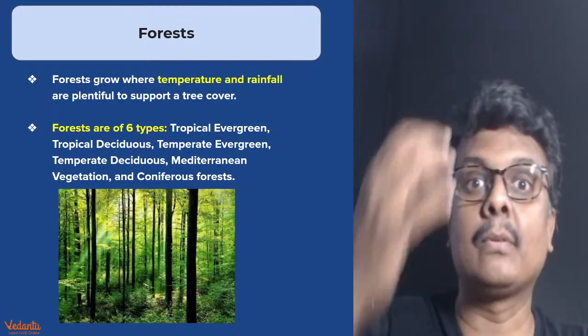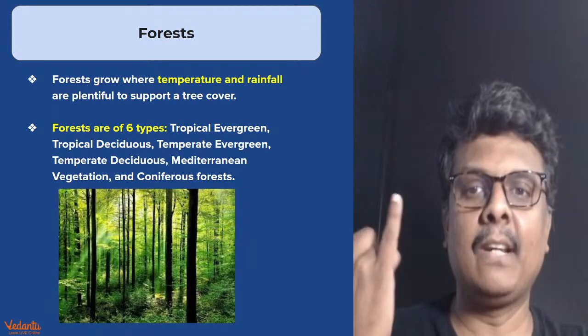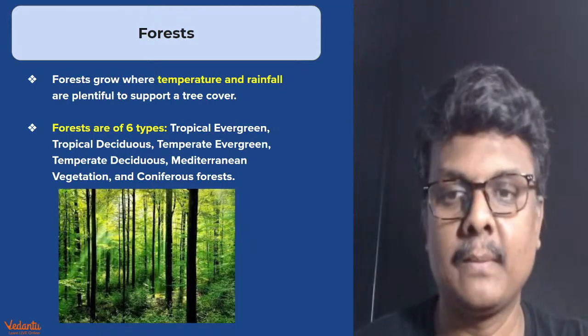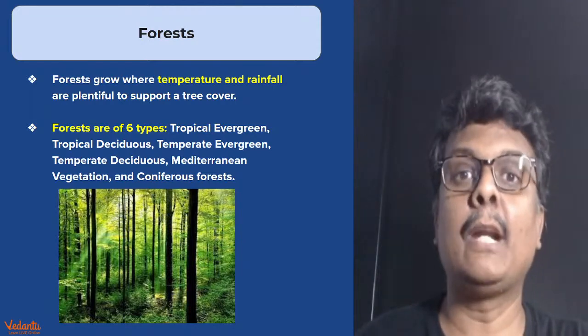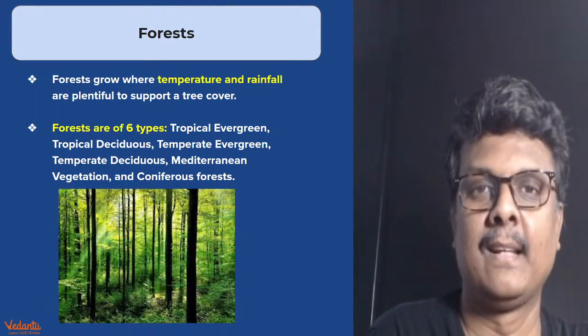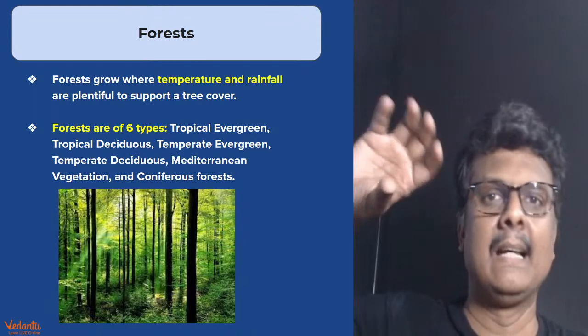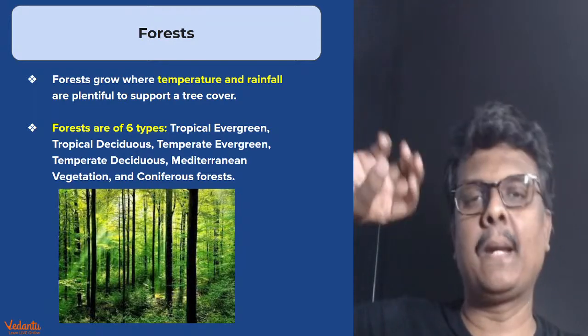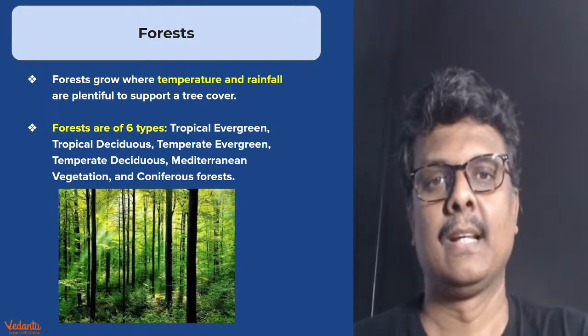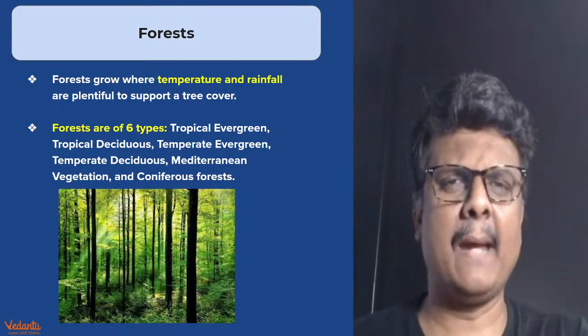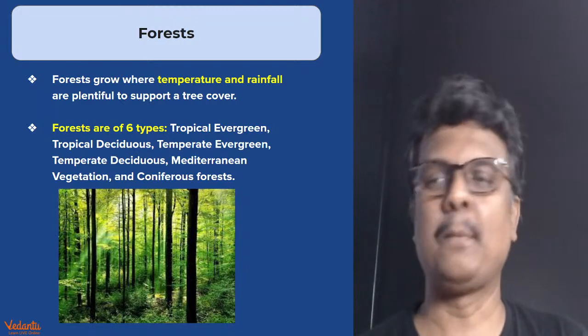There are 6 types of forests: tropical evergreen, tropical deciduous, temperate evergreen, temperate deciduous, Mediterranean and coniferous forests. Cool. So tropical evergreen, tropical deciduous, temperate evergreen, temperate deciduous, Mediterranean and coniferous. Shall we see what the 6 types are? Are you ready? Come on.